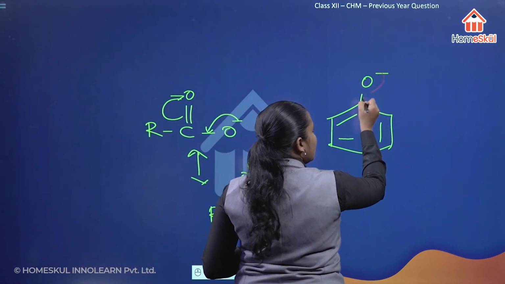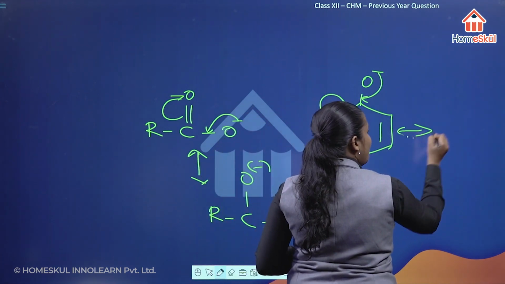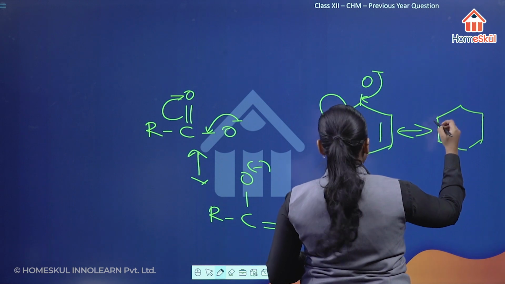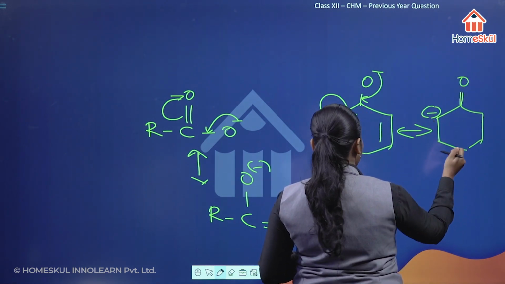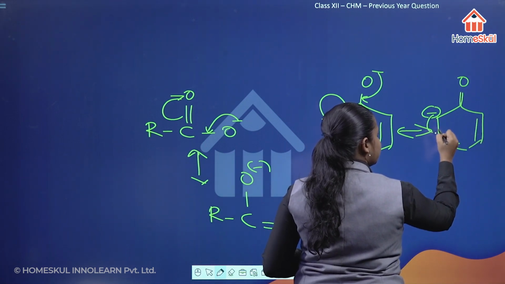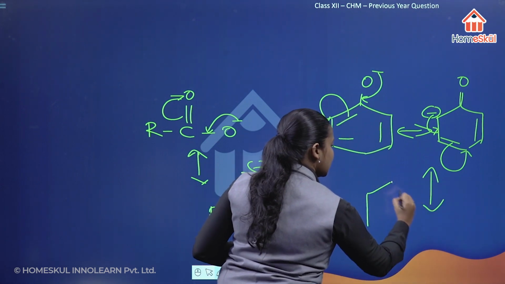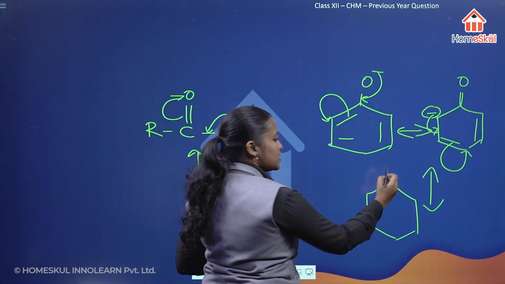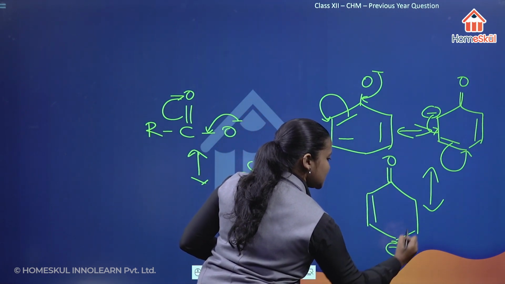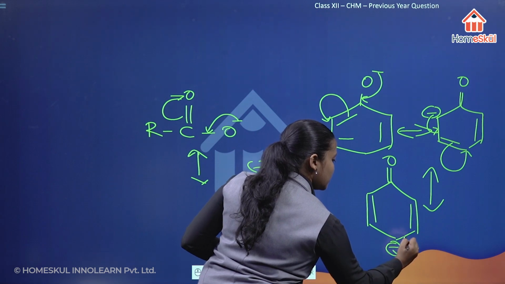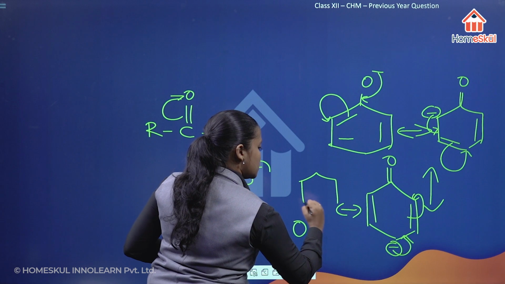Here we can also see that the phenoxide ion is resonance stabilized, and we get many resonance structures. Here we can draw different kinds of structures, and from these structures we can see that the negative charge is concentrated on the ortho and para positions. These are the different resonance structures of the phenoxide ion.